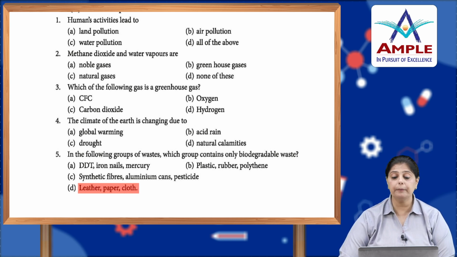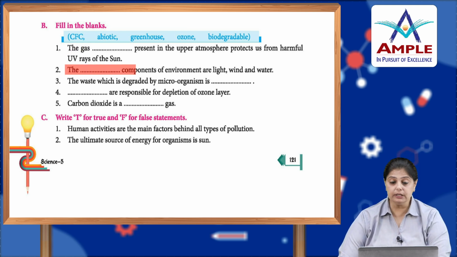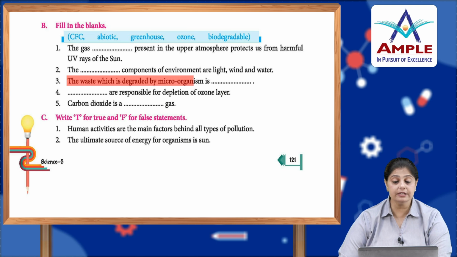Dash present in the upper atmosphere protects us from harmful UV rays of the sun. Okay, fill in the blanks. The gas ozone. Okay. The dash components of environment are light, wind and water. They are the abiotic components. The waste which is degraded by microorganisms is biodegradable. Dash are responsible for depletion of ozone layer, greenhouse, and the carbon dioxide is a CFC gas.